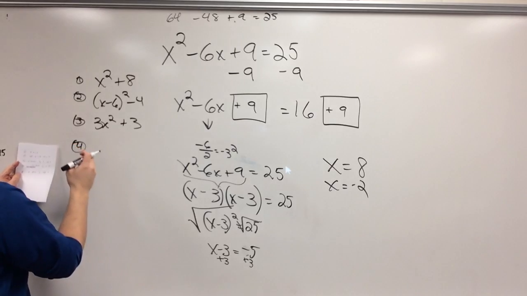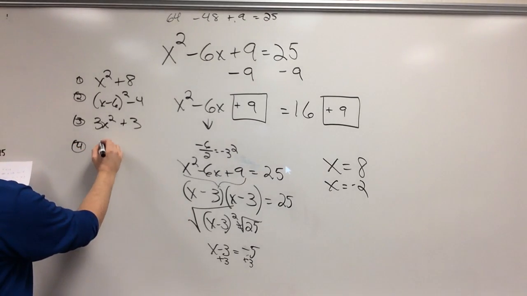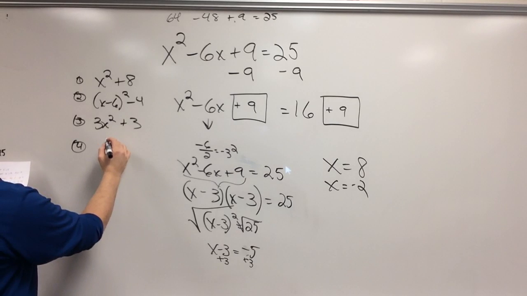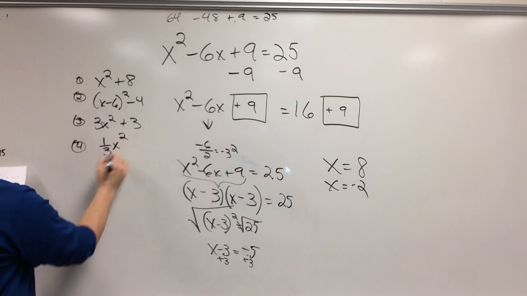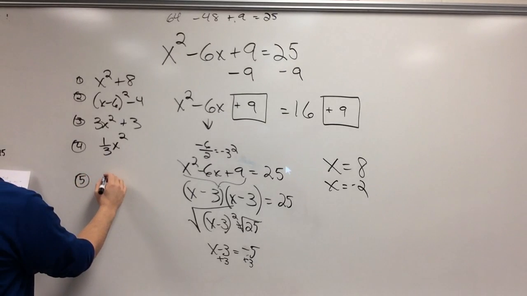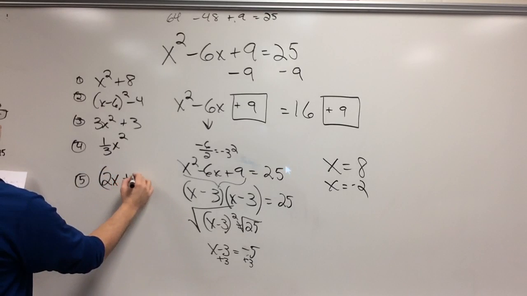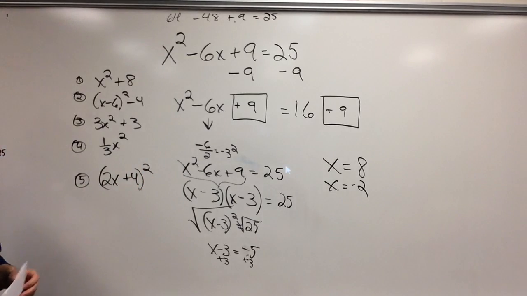What's this? What did I even write here? Bear with me, I can't remember what I wrote. 1/3 x squared and 2x plus 4 squared. Okay, see if you got those.